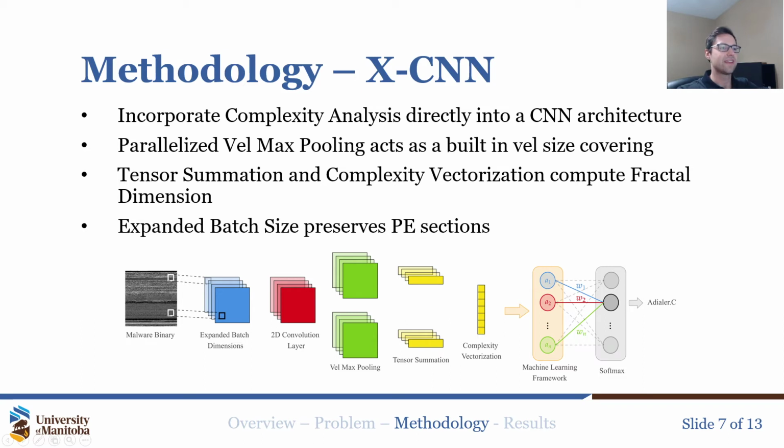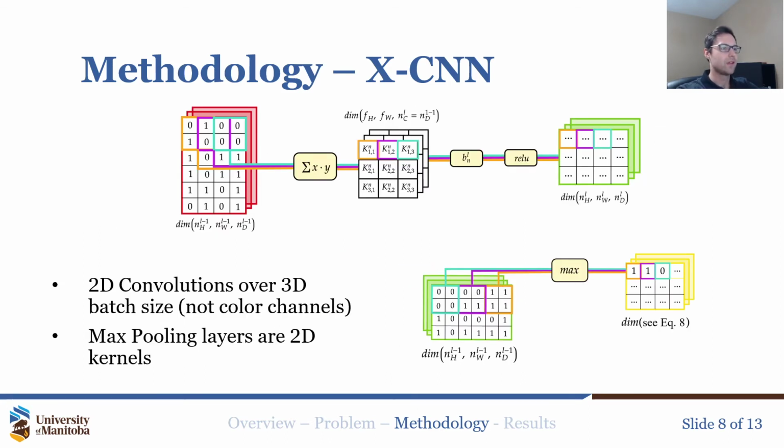And the third thing that we added was the idea of the expanded batch size to preserve the PE section. In the typical CNN architecture, you have height, length, and the number of channels, which are typically color channels. In our implementation, we don't have color channels, but what we did was partition the malicious binary into subsections. Each of those is the third axis, the third dimension tensor, and we just stacked it that way. So each expanded batch dimension is just the malicious binary cut up into sections. With all of this, we feed it into machine learning frameworks and perform softmax classification in order to carry out categorical classification. So this is just a visual look of how these convolutions are carried out.